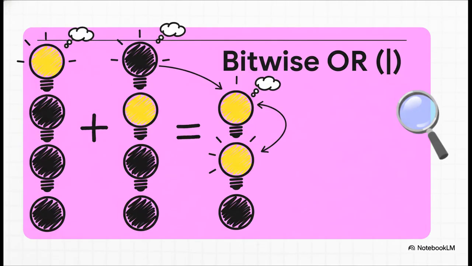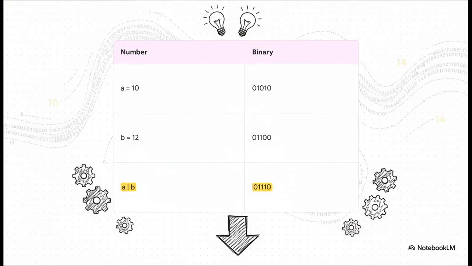All right, let's grab our next tool, bitwise OR. This one is way more generous than AND. For the result's light to be on, you just need the light in that position to be on in at least one of the numbers. So if it's on in the first number or the second or even both, the result light is on. Okay, using our same numbers, 10 and 12, let's see what happens with OR. Now, a light in our result is going to be on if the light was on in either of the originals. So 01010 OR 01100 gives us 01110, which is the number 14. You can see we're pretty much just merging all the on lights together.